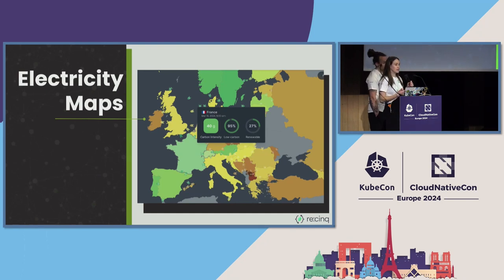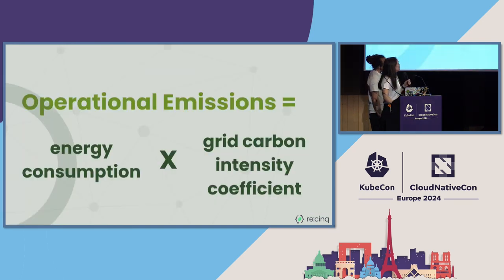One way of being able to get that value is a tool called Electricity Maps. They provide real-time data of the carbon intensity for a specific region at a period of time. On Monday, when I was running that perf command, the carbon intensity was about 40 grams here in France.